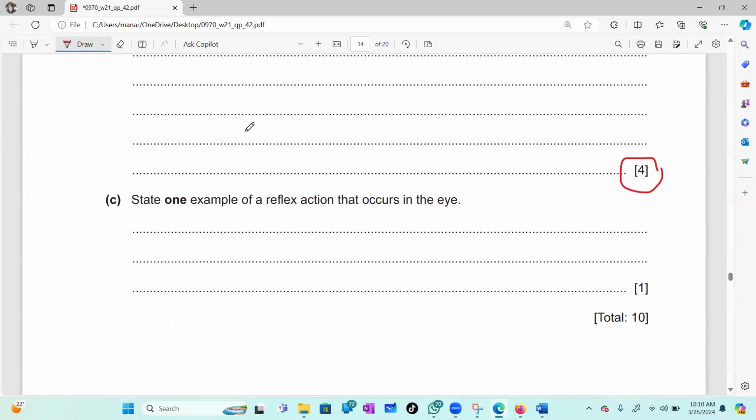State one example of a reflex action that occurs in the eye. Also, most of you got this one correct. Give me 2. Accommodation, the thickness of the lens, or blinking. This was considered correct, or pupil reflex, which is the diameter of the pupil. Any one of those was correct.